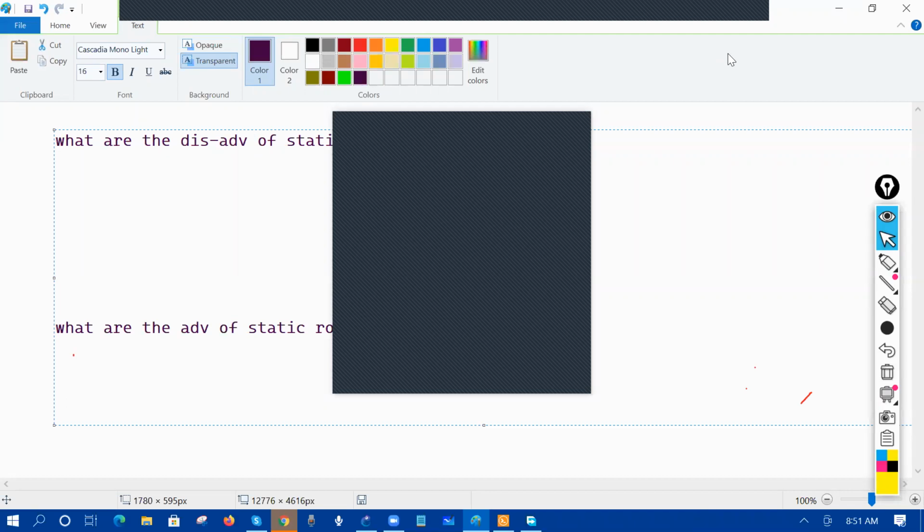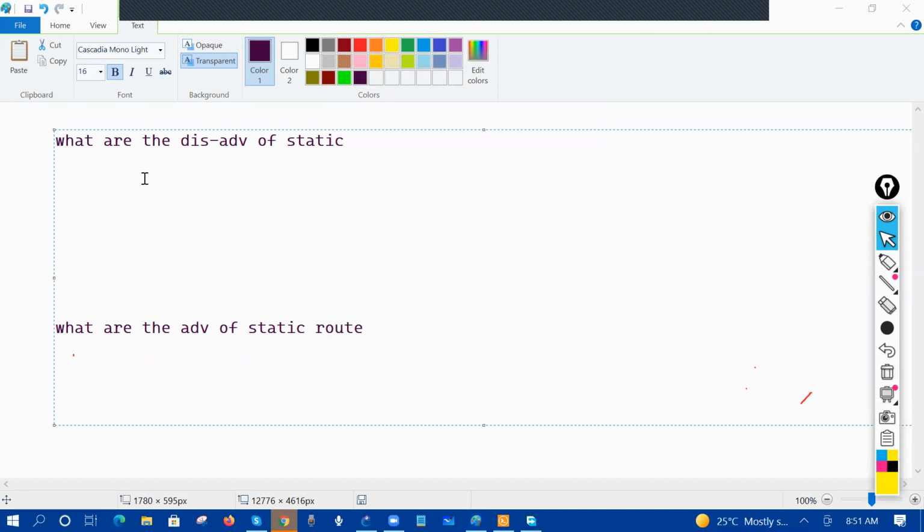Config overhead, we have to configure manually. Anything else? Can't deploy in a large network. Time consuming.